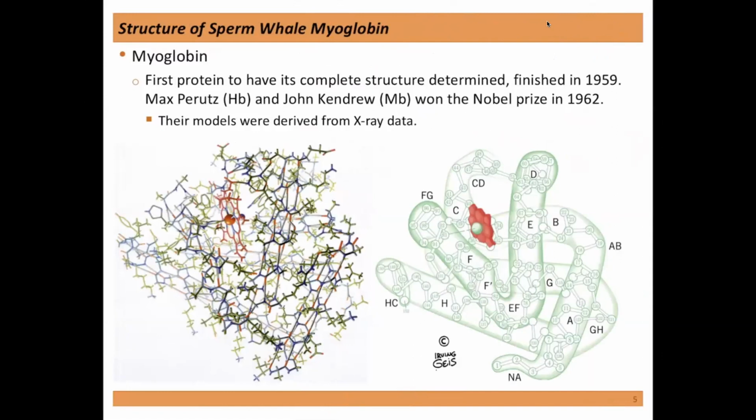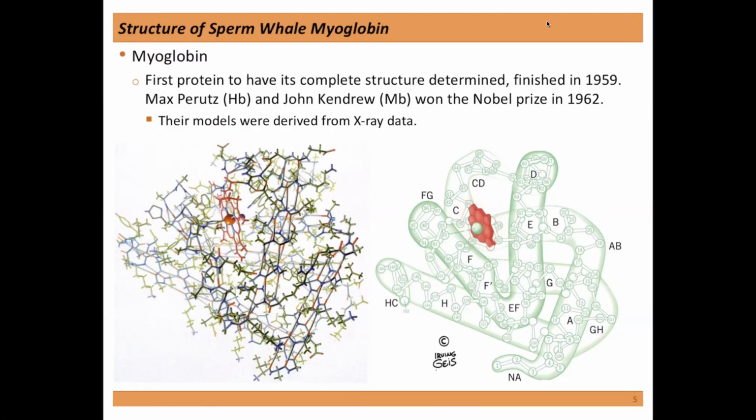A little background on myoglobin is it was the first protein to have its complete structure identified, and it was finished in 1959. There's a really interesting box that you should read on this process. It took them a long time. In fact, Max Perutz essentially spent his entire life dealing with myoglobin and hemoglobin. The model below is derived from their X-ray data. And this is interesting. It's got a bunch of alpha helices and some turns, and it's got what's known as a prosthetic or heme group. We'll get a better picture of that in just a second.